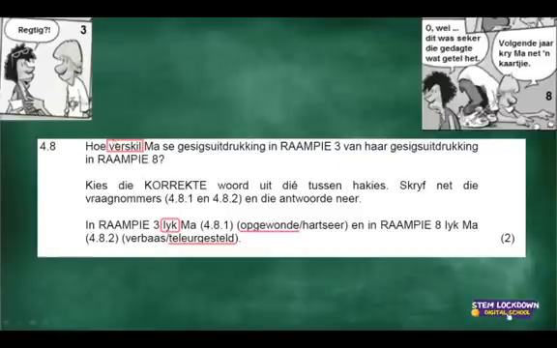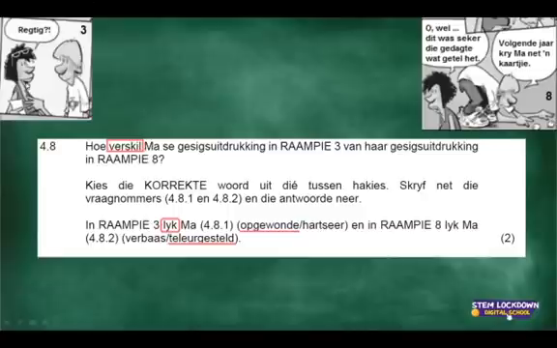So dan, baie belangrik, hoe verskil ma se gesigsuitdrukking in raampie 3 van haar gesigsuitdrukking in raampie 8? Now when they ask you a question on how does something differ, verskil, then it's usually for 2 marks. And you have to refer to the one frame and then to the other frame. Okay, here it's become a multiple choice question where you choose between the brackets. Kies die korrekte woord uit die tussen hakies. In raampie 1 lyk ma, how does she look? In raampie 1 lyk ma opgewonde of hartseer.